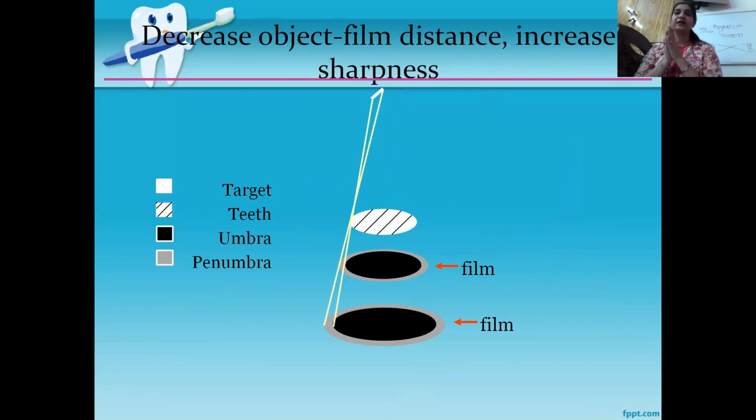So that may lead to a larger unsharpness zone, that is the penumbra, and the shadow zone will be less.